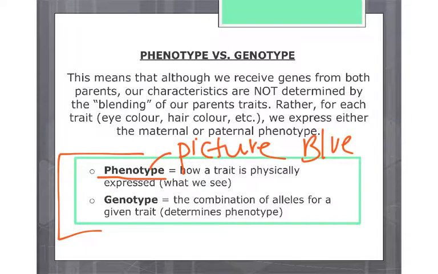Now, genotype is the combination of alleles for the given trait. So the genotype is, these are our letters.